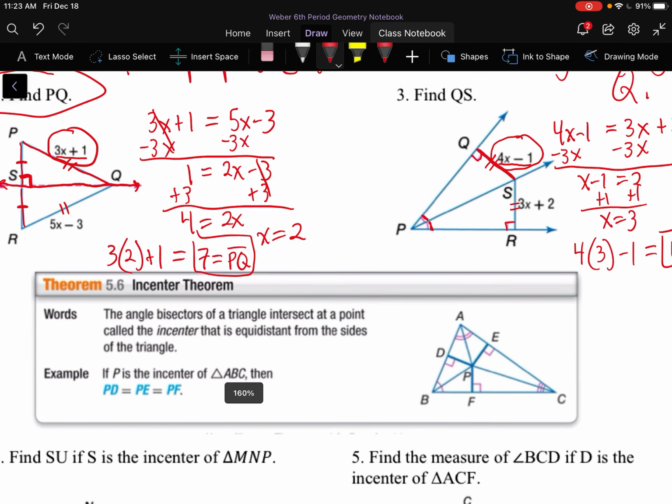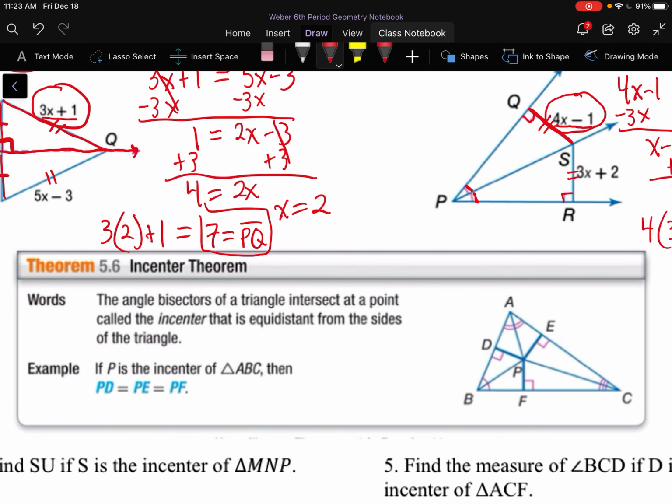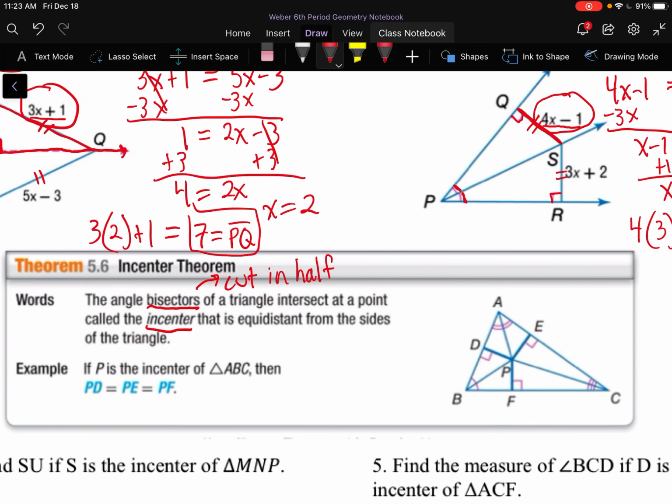Now we have a theorem here, the incenter theorem. The angle bisectors of a triangle. Let's pause right there. Remember, an angle bisector, a bisector cuts in half. So our angle bisector will cut our two angles in half. So the angle bisectors of a triangle intersect at a point called the incenter that is equidistant from the sides of the triangle. So here in our diagram, the incenter is this point P here right in the middle.